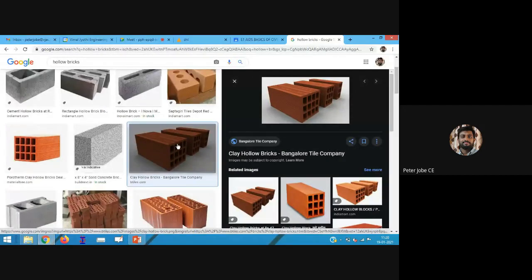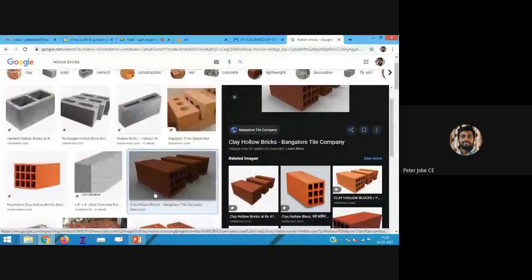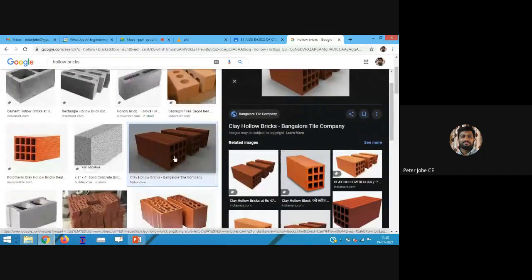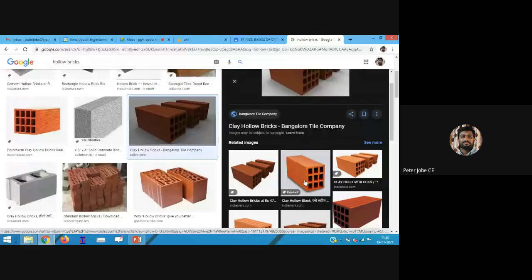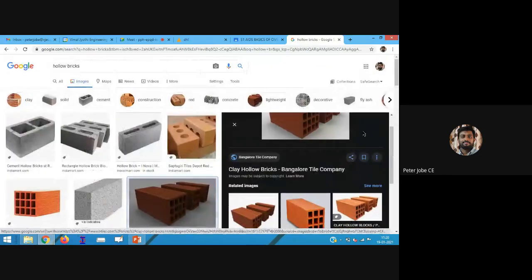as a solid brick, but it will have some good properties like sound insulation, because this hollow area will have lower density, and the sound will not be able to pass through it very easily. So here we can see hollow bricks made from both concrete and clay. Right now we are talking about bricks made from clay. You can see different kinds of hollow bricks.